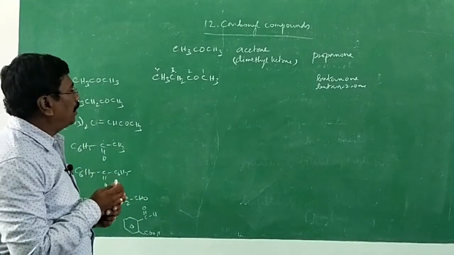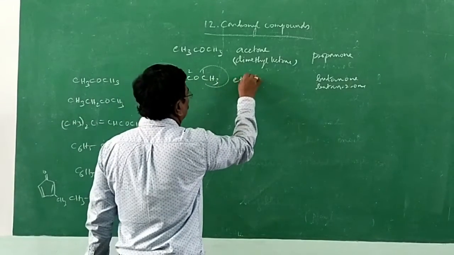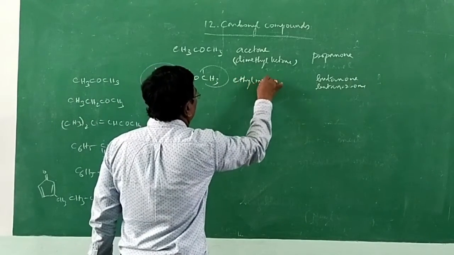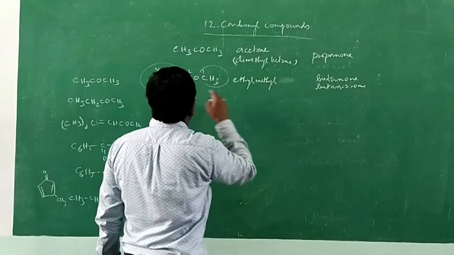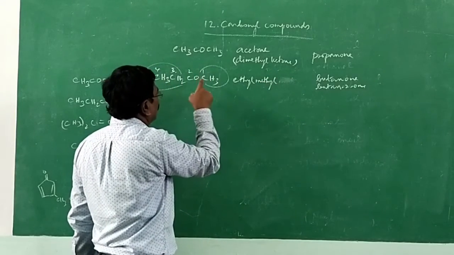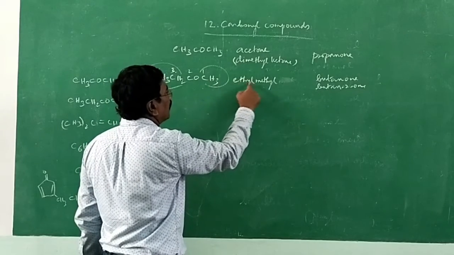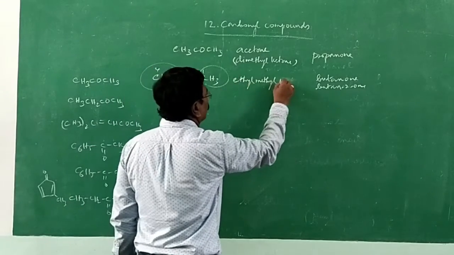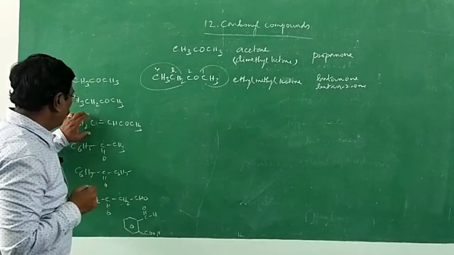What about the common name? Methyl at one side, ethyl at the other side. Ethyl methyl ketone. An alkyl group with 2 carbon atoms, ethyl, an alkyl group with 1 carbon atom, methyl. These 2 alkyl groups have to be arranged in alphabetical order, therefore ethyl methyl ketone. That is the common name. What about this one?